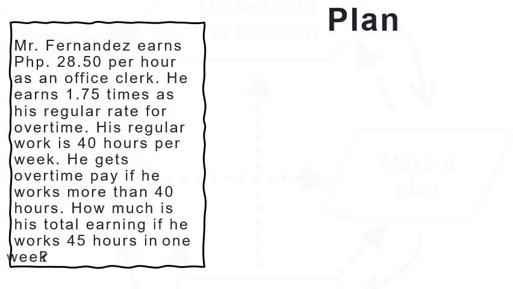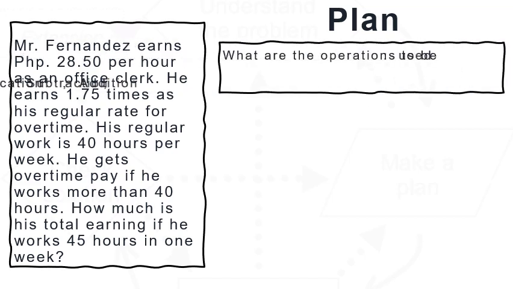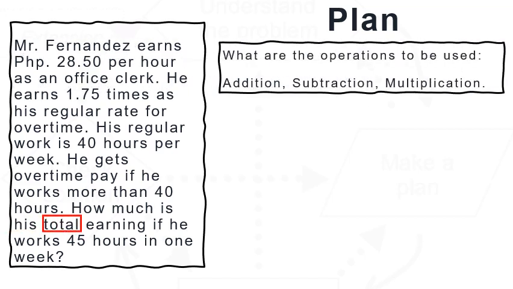Second step is plan. What is the operation to be used? To know the operation, you need to analyze the question and find keywords that will help you think. In the asked there is the word total. This signifies that you will add. In hidden question 1, you need to find out the amount he gets for 40 hours of work. This means you need to multiply it by the hourly rate, which is 28 pesos and 50 centavos. In hidden question 2, you need to find out the overtime pay, so you will multiply 28 pesos and 50 centavos by 1.75, then multiply it by 5, which is the overtime hours.